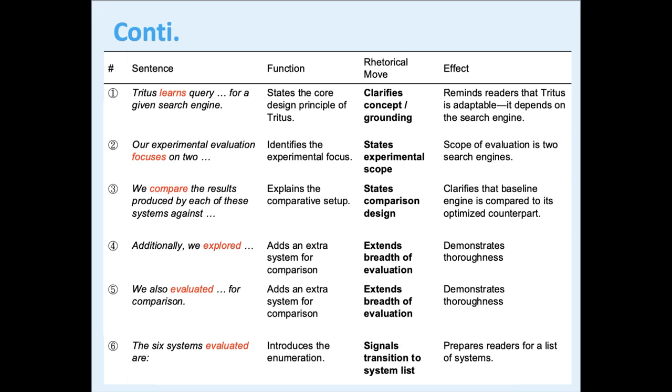To ensure the experiment is comprehensive, sentences 4 and 5 add extra systems for comparison, which demonstrates thoroughness. The paragraph ends with Sentence 6, which signals the transition to the system list, formally concluding the writing of the introductory paragraph.